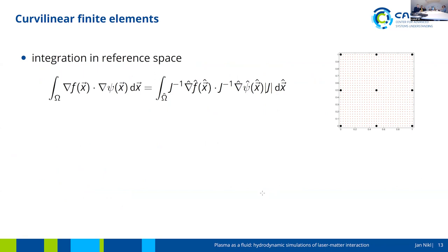Another technique which we may use here is curvilinear finite elements. First of all, we should realize that integration doesn't take place in the physical space as we could think initially, but actually it's always reformulated to integration in the reference space, where that reference element is typically just a unit square or something similar, and we then transform this shape to the physical space by a mapping with Jacobi matrix J here.